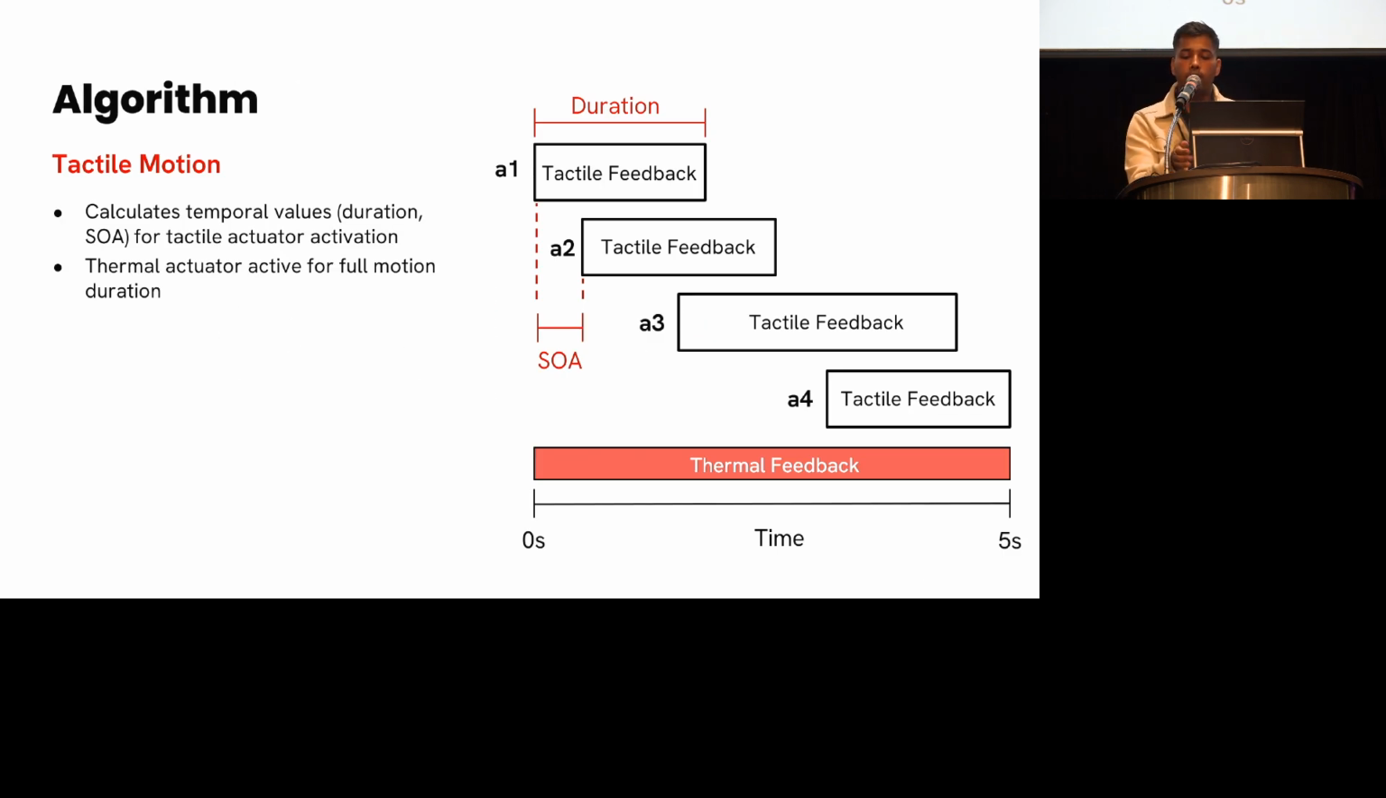So we've established the illusion for thermal motion. Now, how do we define the motion itself? Our algorithm has three key components. First, we create a perception of continuous tactile motion. This is done by varying intensities and activation timings of multiple vibrotactile actuators.